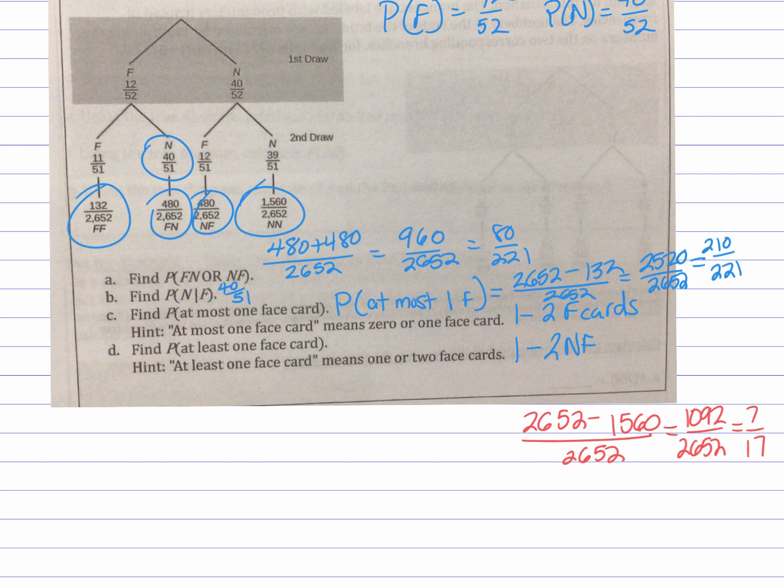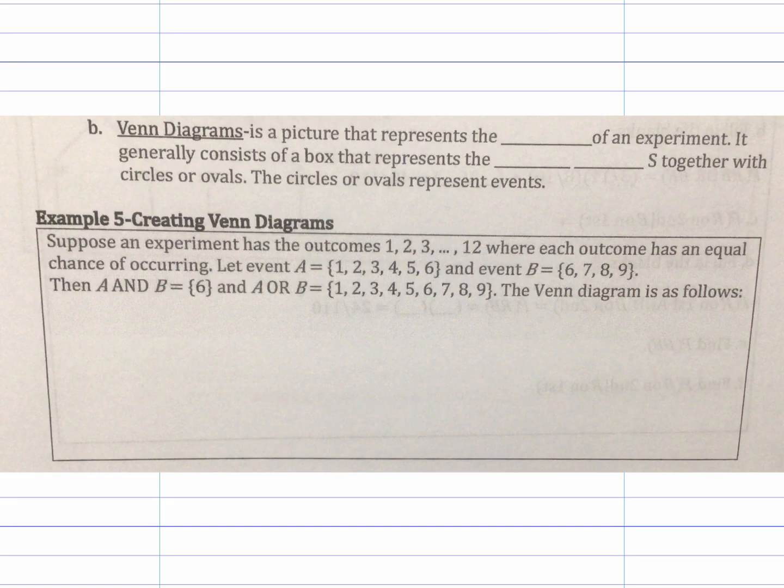All right, that's tree diagrams. Now let's move into Venn diagrams. We have our first definition here: a picture that represents the outcomes of an experiment. It generally consists of a box that represents the sample space S together with circles or ovals. And the circles or ovals represent events.